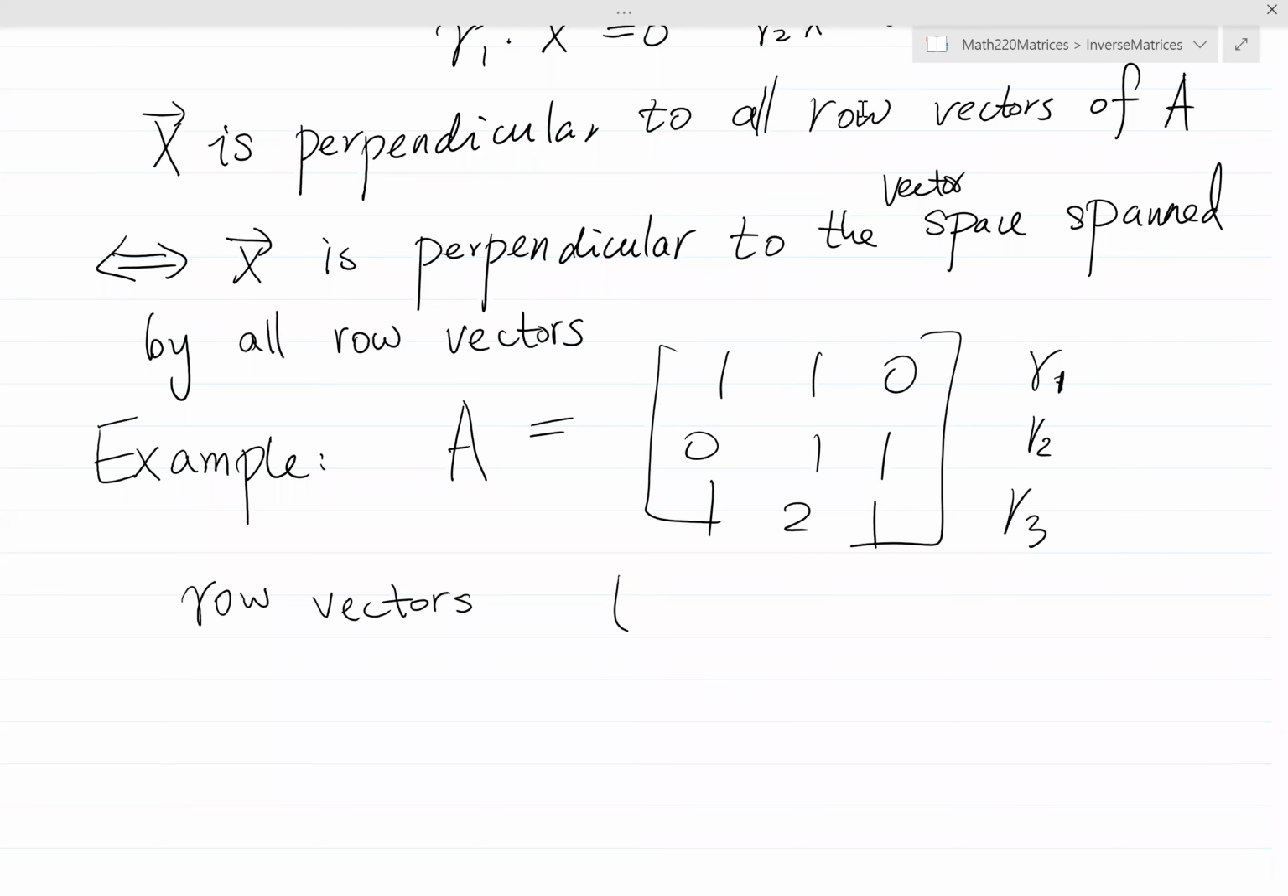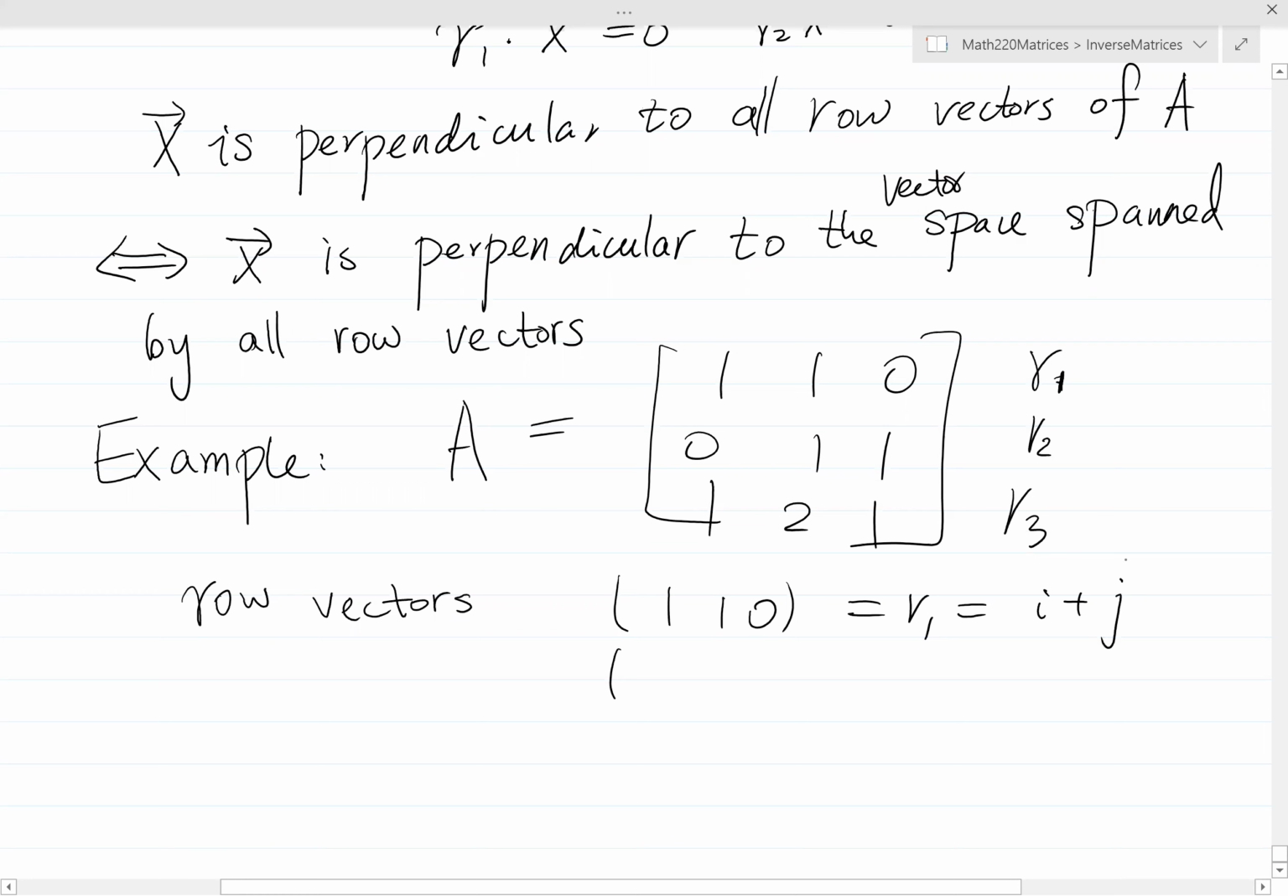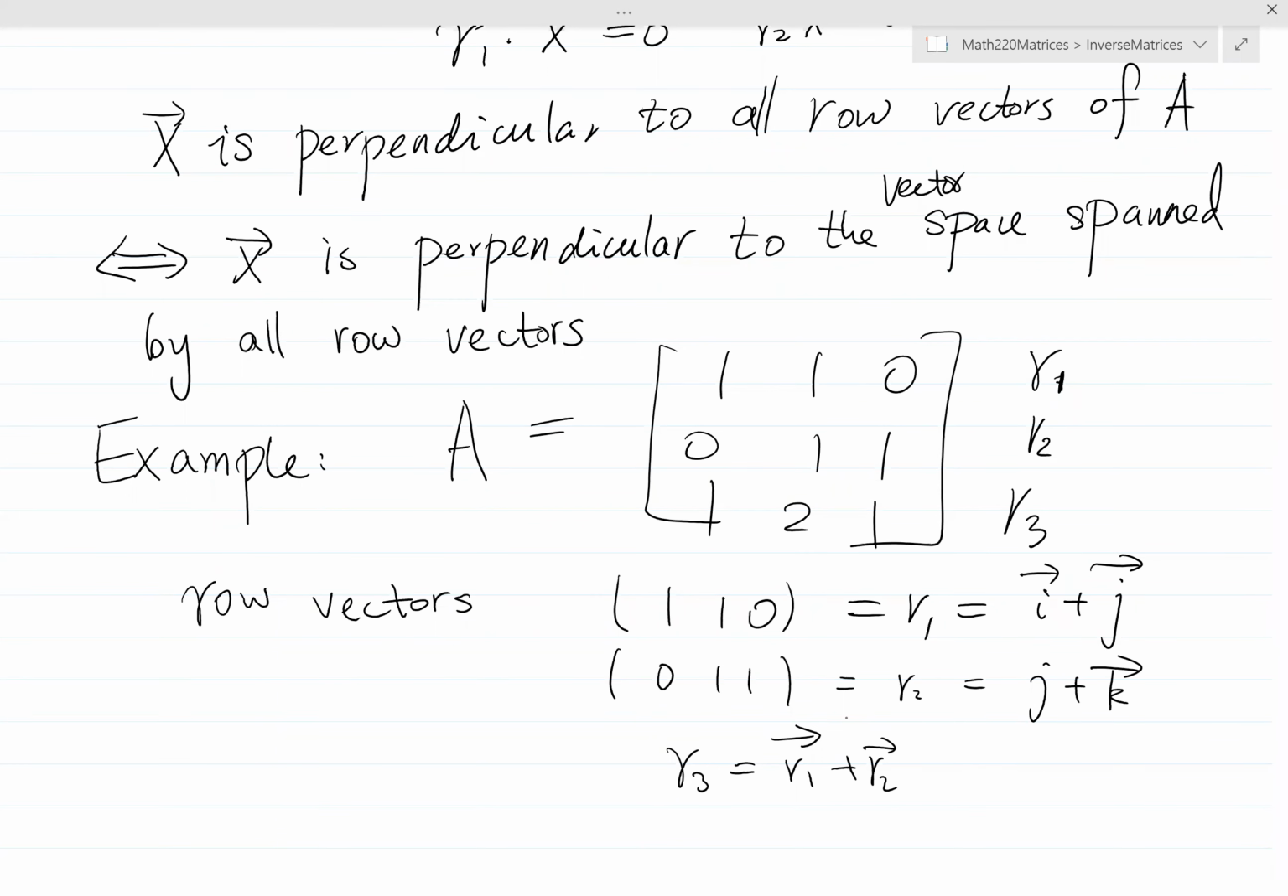Row 1 is 1, 1, 0, which is i plus j. Row 2 is 0, 1, 1, which is j plus k. Now row 3 is exactly equal to row 1 plus row 2, so they are not linearly independent. Row 1 and row 2 are linearly independent, so they span a plane.